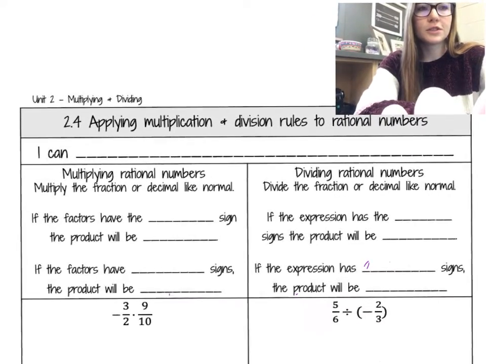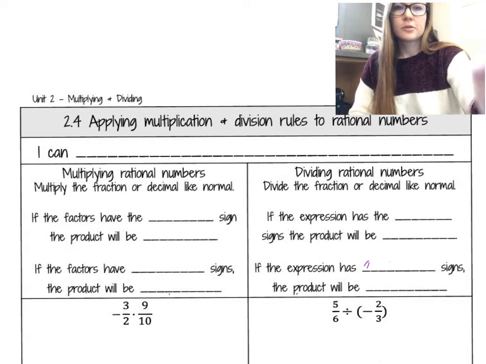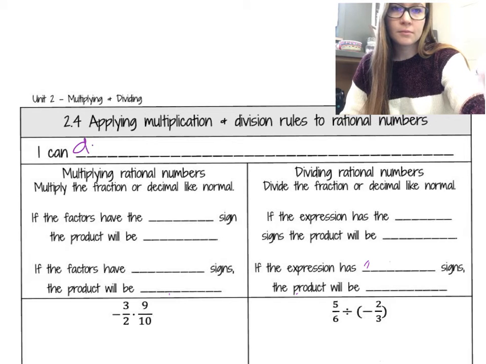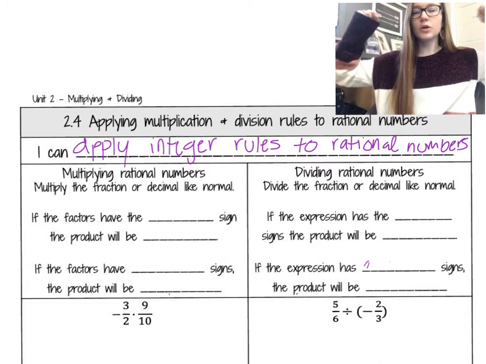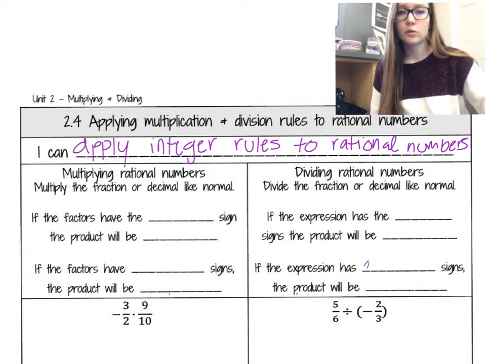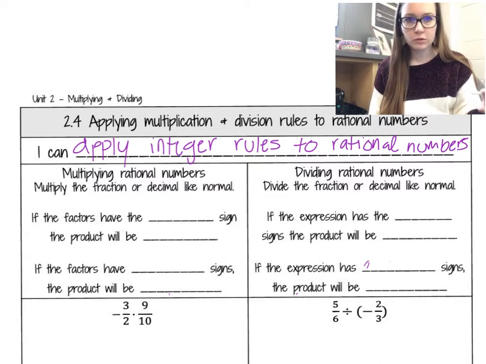So like I said, all we're doing is taking our integer rules and applying them to rational numbers. I can apply integer rules to rational numbers. I got it to fit that time. Woo! That's a big success, guys. Big win. Okay, so we're just going to recap our rules that we learned.